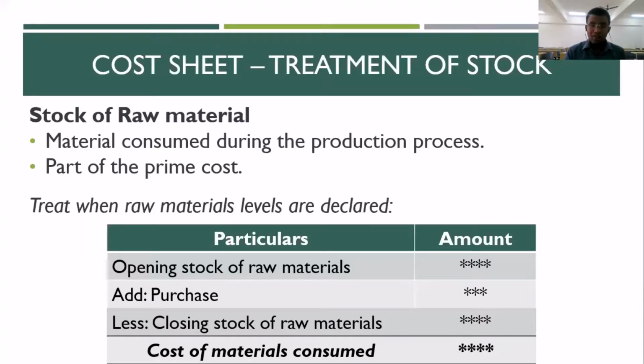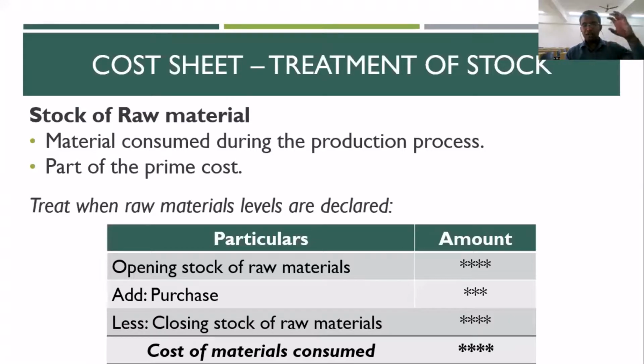Now, if the various levels of raw material have been given to you as a part of the question, then this is how you would go about calculating. You would start with the opening stock of the raw material. To that, you would add any new purchases carried out during the time period, and then you would subtract the closing stock of raw material. You will come to know the cost of material consumed.